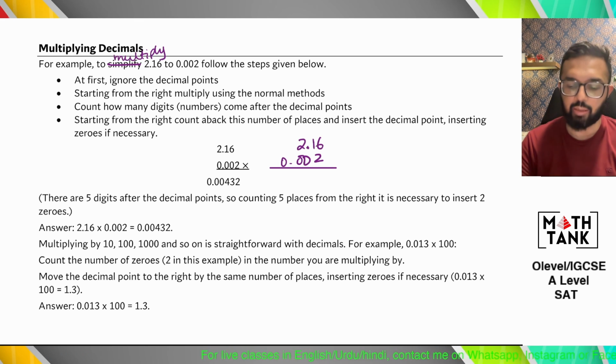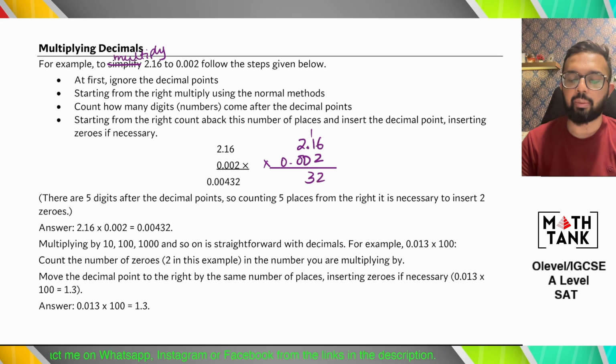So what you do is you start multiplying by 2 and you write 2 times 6 is 12. You put out a 1. 2 times 1 is 2. You put out a 3. You don't put a decimal. 2 times 2 is 4. So you write 432. That's 216 multiplied by 2.